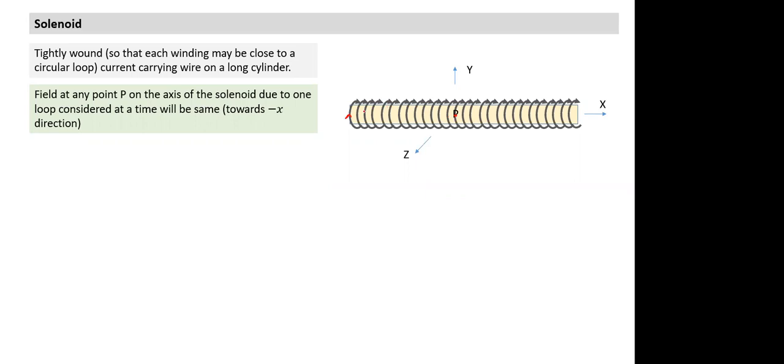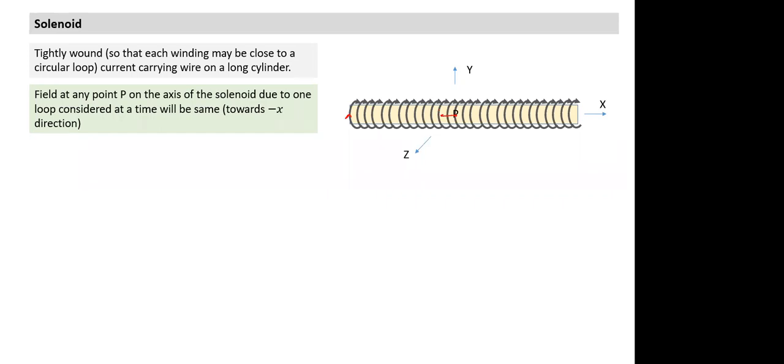And what will be the direction if I take each particular loop? Each loop is creating field in the same direction. What is the direction of the field? My fingers curl in which direction will the thumb point here? For each coil, the direction of the field on the axis is the same. Which direction is it? Everywhere the direction is the same. It is towards the negative x direction.